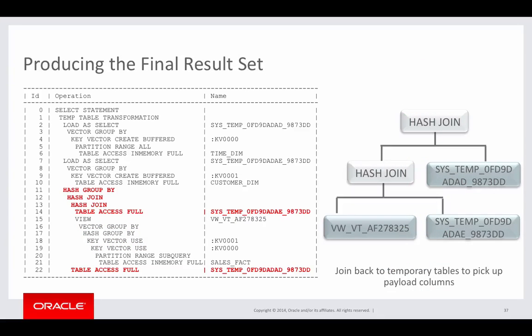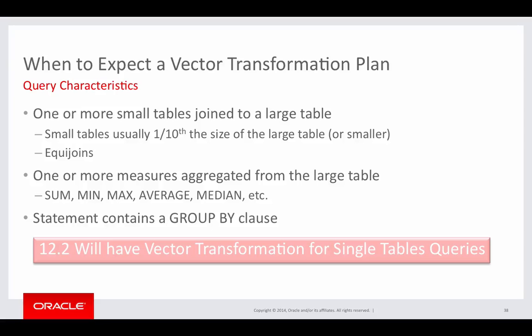Then the very last thing we're going to do at the end of the execution plan is join the results of our scan of the sales table to those payload columns that we've stored in the temporary tables, and we do that using the hash joins there and the hash group by. That's going to allow us to complete the query and return the final results set to the end user. So as you can see, vector group by is, although a complex transformation to understand, going to really improve the performance of your queries.